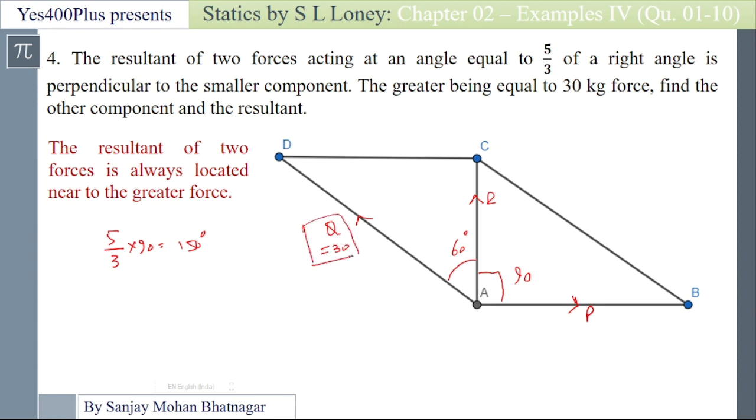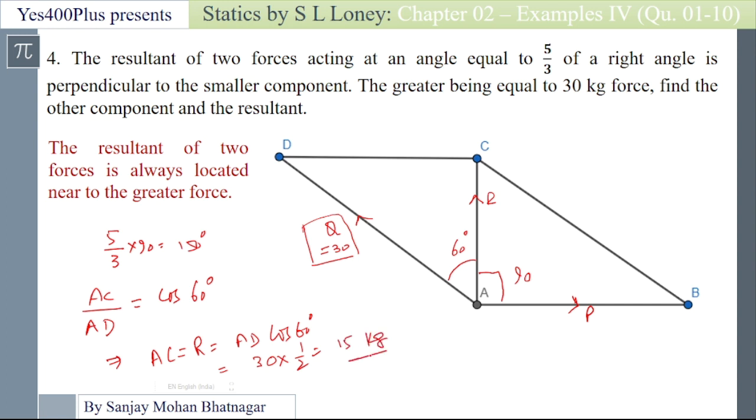तो हमको यहाँ पर P और R की वैल्यू निकालनी है. सिंपल, दिस इज द क्वेश्चन. सो लेट्स डू इट. ट्रिग्नोमेट्री से करेंगे इसको. तो अगर हम मैग्नीट्यूड ऑफ R की बात करें, यानी कि R इज बीइंग रिप्रेजेंटेड बाय AC, so AC upon AD is equal to cos 60 degree, means AC, that is R, equal to AD cos 60 degree, but AD is obviously 30 and cos 60 is 1 by 2, so it is 15 kg. Correct. So R is equal to 15 kg.